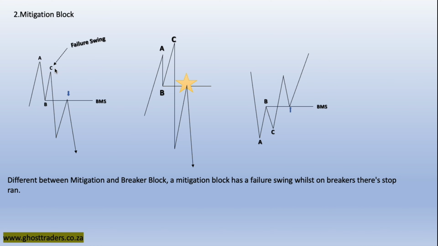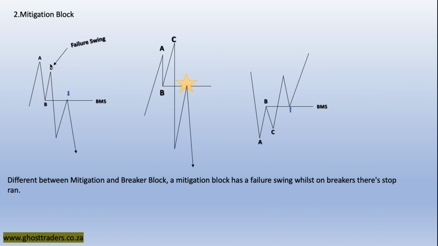On a mitigation block, we have a failure swing, whilst on a breaker, we have a higher high being created, or a successful swing being created. Yet here we have a failure swing. Here we have a successful swing being created, or you can say here we have a stop run.